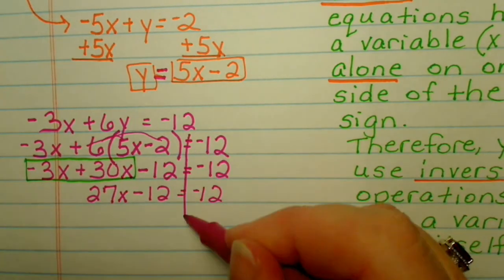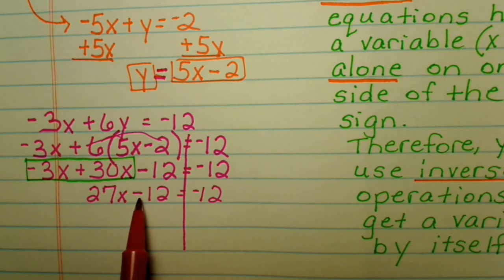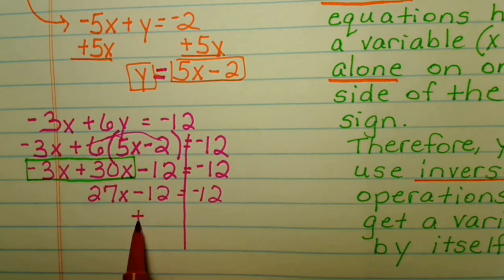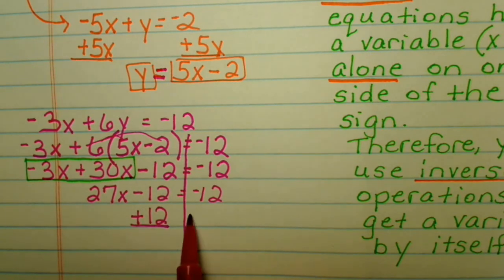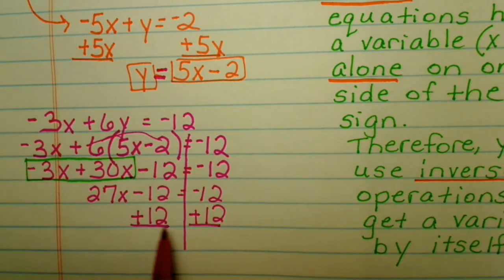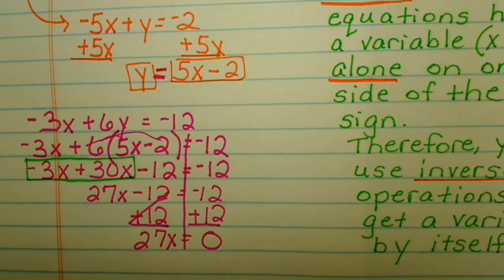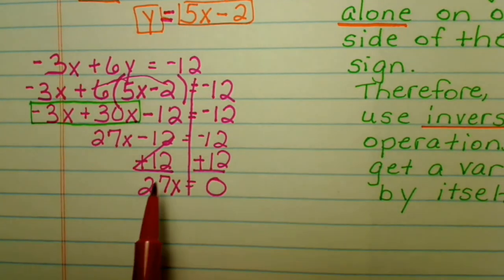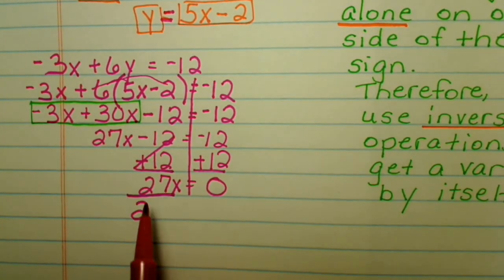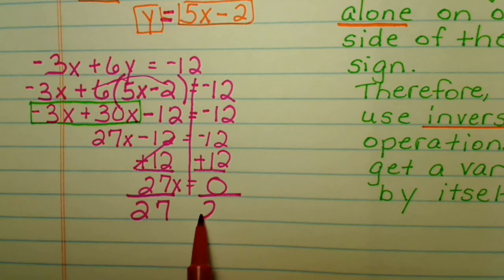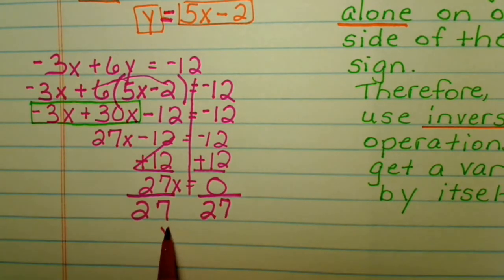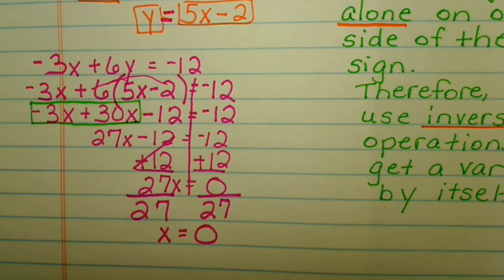Now you can put your line there if you need to, and do the inverse of subtracting over here. So we're going to add 12 onto both sides. Bring down the 27x, and that gives you a 0. The last step, divide both sides by 27, and you end up getting x is equal to 0.